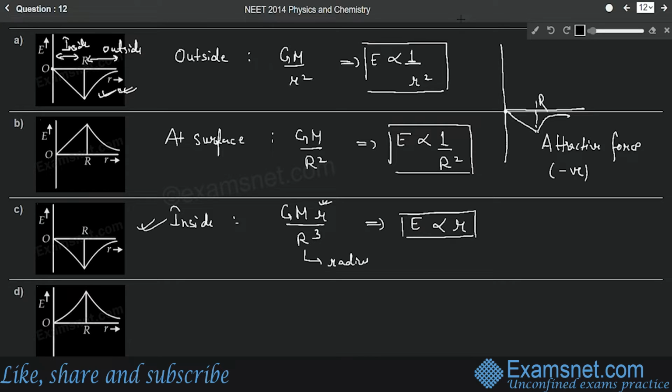But sometimes the negative graph is not given in the options. In that case, option B can be the correct answer. But since the negative one is given, this will be the most appropriate one. So option A will be the correct answer.